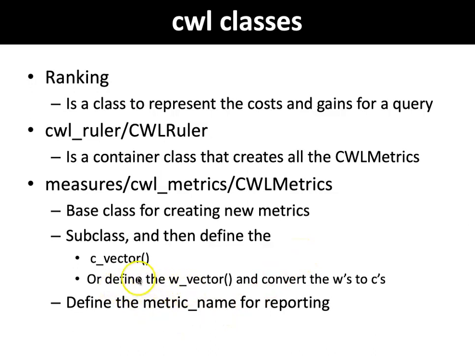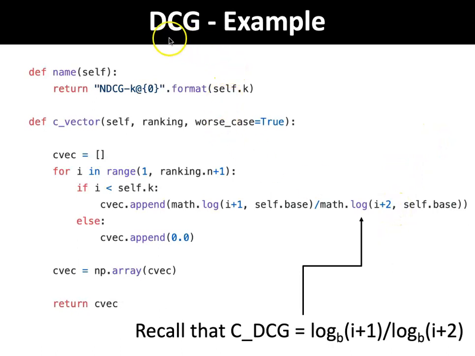Alternatively, we might not know what the C function is, but we know what the weights are. If so, we can define the weight vector and then convert the weights to continuation probabilities. And of course, we should also define the name of our metric. So, for example, if we're defining something like DCG, we'll specify the name of it, and then we have to specify the C vector, the continuation function.